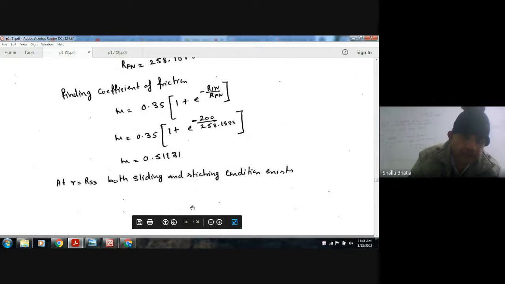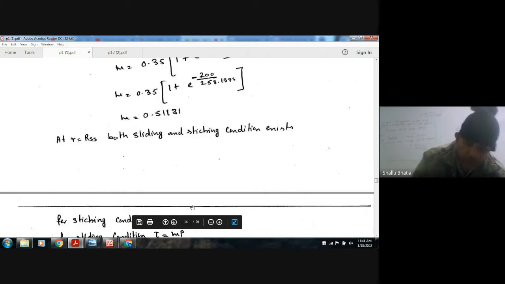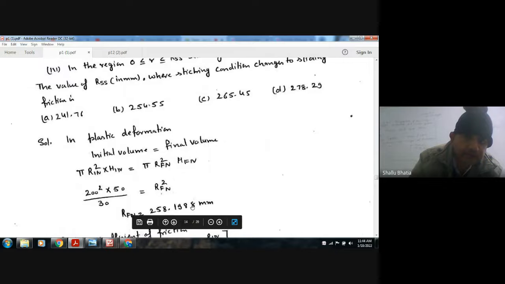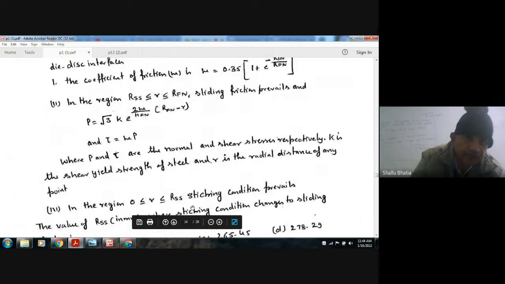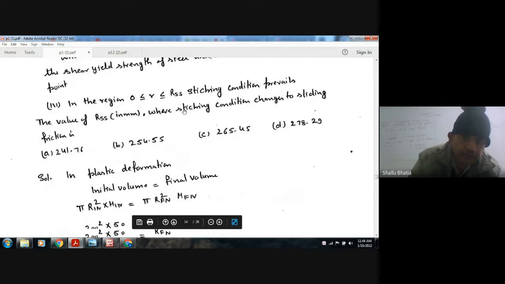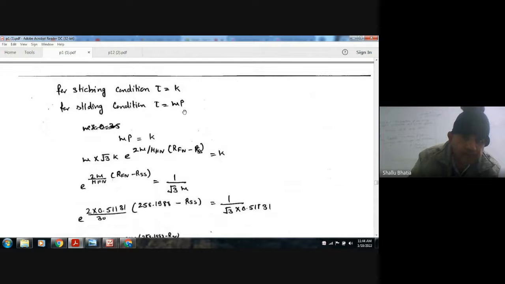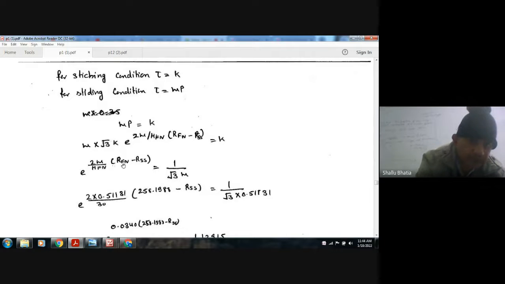So mu comes out as 0.51131. Now at r equal to r_ss, we put r equal to r_ss in the formula for p, and then we find out p. Then if you multiply it by mu, we get mu p.